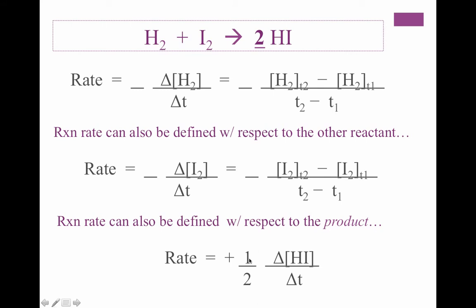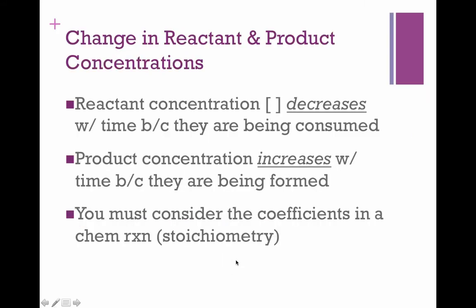But if you notice with the product one, it's 1 over 2. So you're going to do 1 over the coefficient. You see the coefficient here is 2, so it's 1 over 2. And notice that that one is positive. The reason is that during this reaction, at the beginning, you have these reactants, which are slowly turning into products. So you're going to have the two reactants steadily decreasing in concentration, which is these minuses here, and you're going to have the product steadily increasing, which is why there's a plus sign.